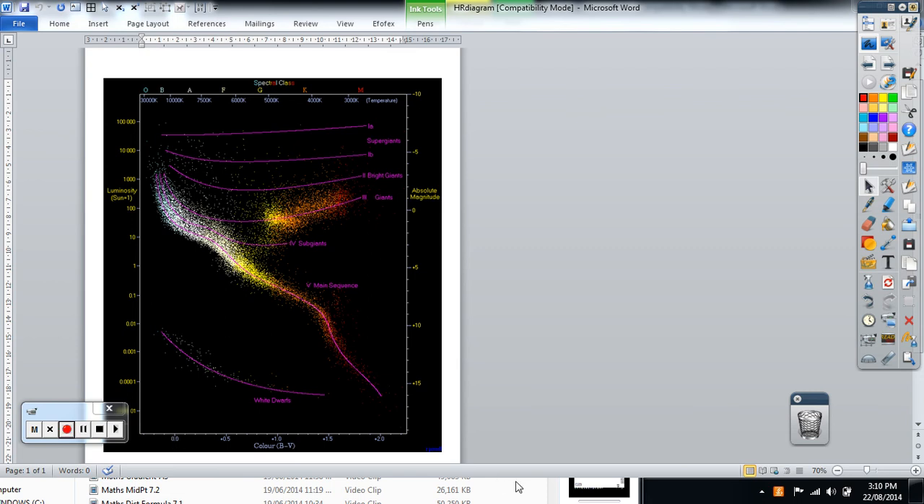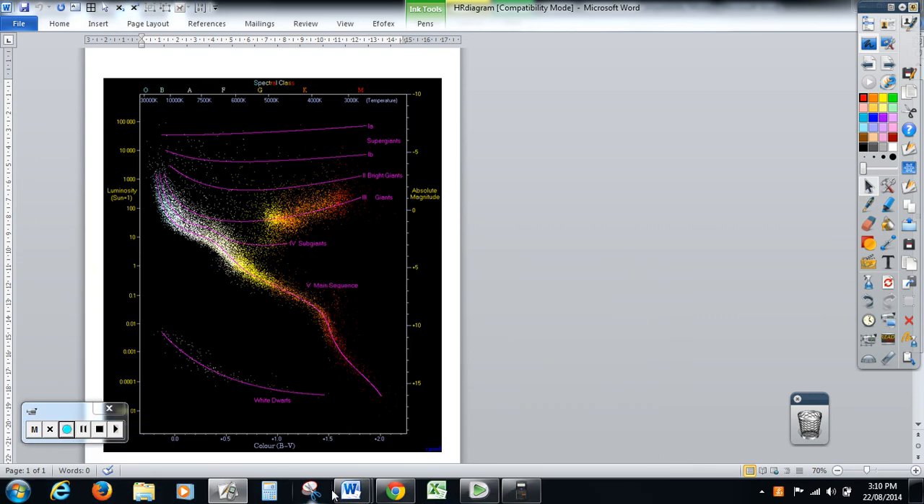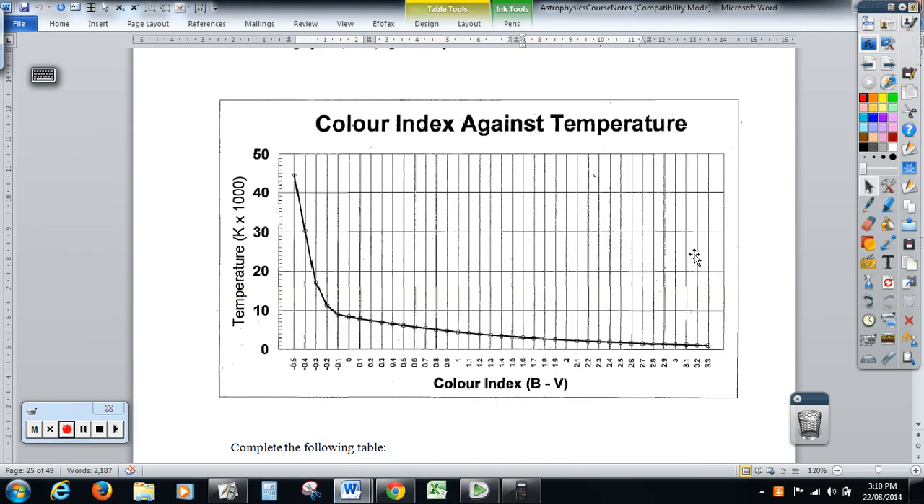But we want to be a bit more accurate than that, so let's see if we can find a more useful chart. And here we are, a colour index against temperature. We know that we are looking at approximately negative 0.03 colour index. So looking at that, it's around about there, so it's giving around about 9 to 10,000 Kelvin again. So it's approximately 10,000 degrees Kelvin. So we know that it's a B class, so a B8, therefore it's going to be white in colour, and it's going to be that temperature.